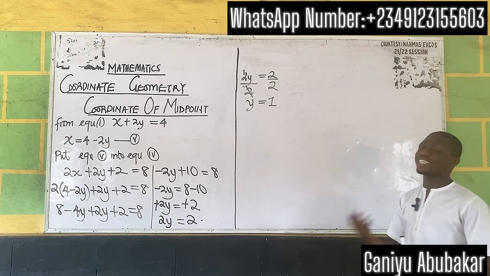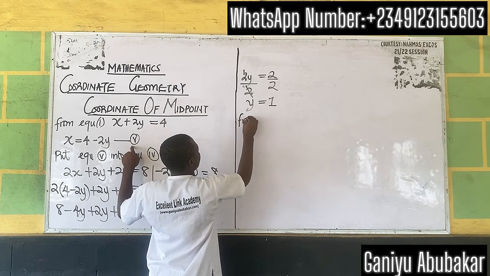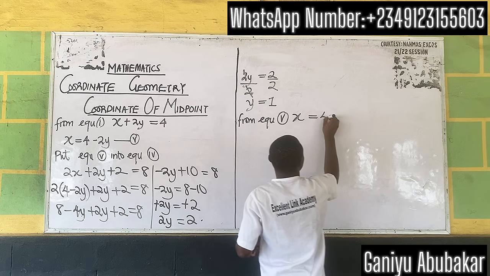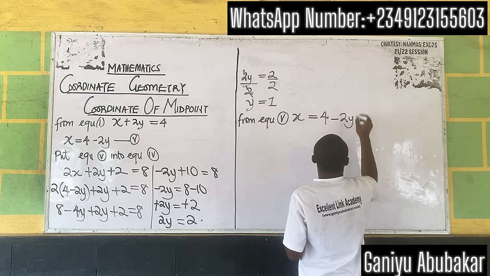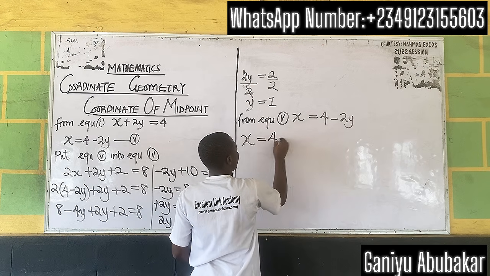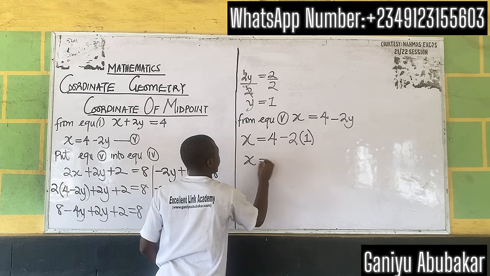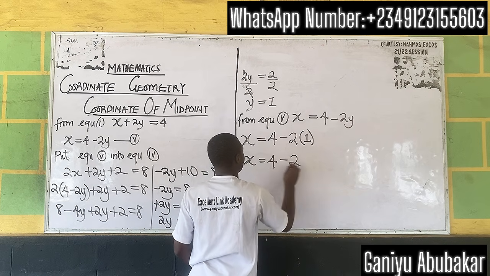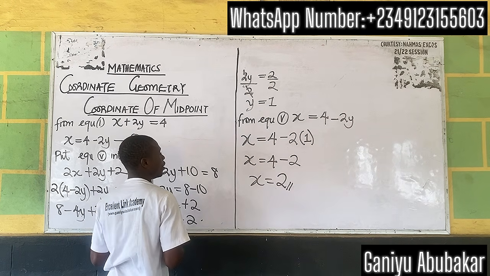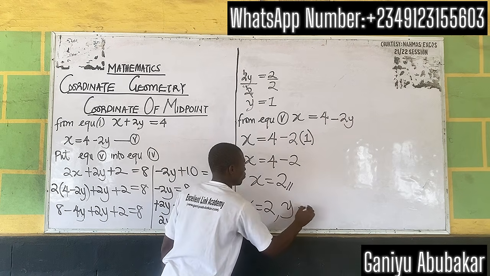Next up, we have to find both x and y. So I've gotten y as 1. Let's get x. So from equation 5, which says x equals 4 minus 2y, I'll put the value of y as 1 here and see. That gives you x equals 4 minus 2 into what's y? Y is 1. This gives you x equals 4 minus 2 times 1, which gives you 2. So x equals 2. So the value of x is 2 and y is 1.